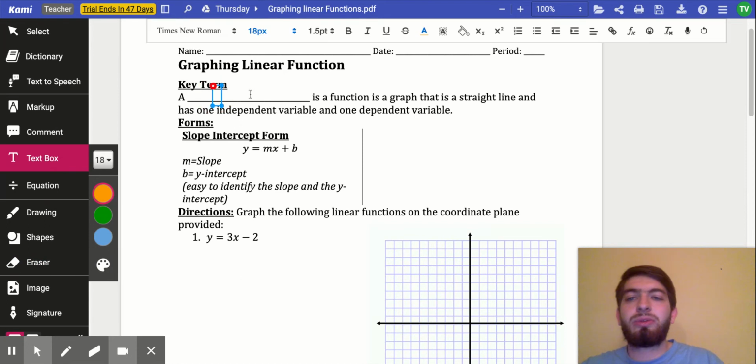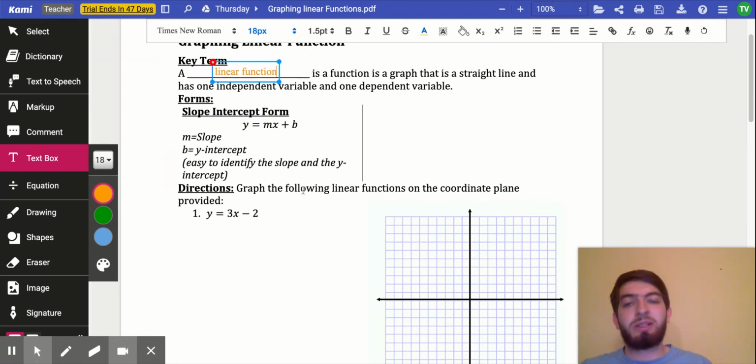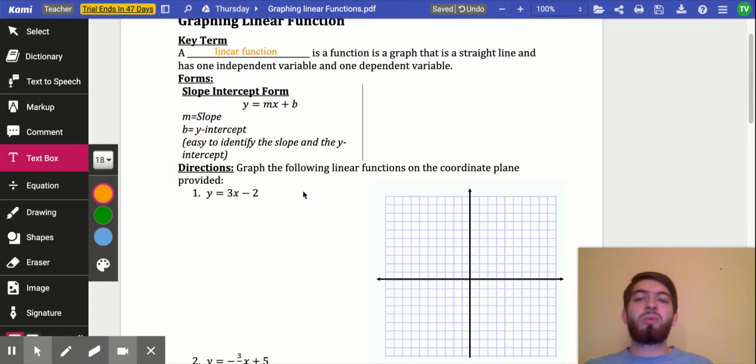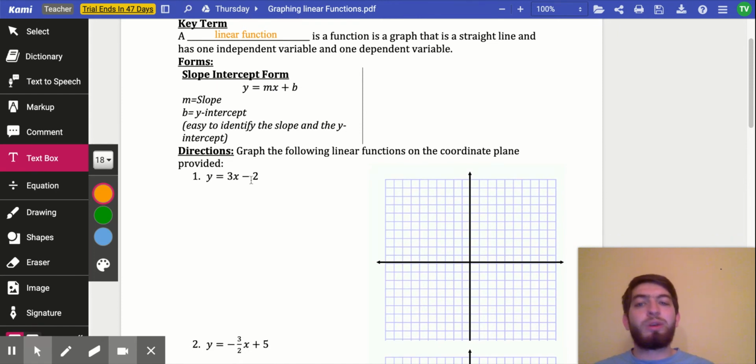So let's just review. A linear function is a function whose graph is a straight line, has one independent variable and one dependent variable. So the form we use most and the form we're going to focus on today is slope-intercept form, y equals mx plus b. In this form, the dependent variable is isolated and shown as a function of the independent variable multiplied by some number with some other number added or subtracted. And this can model a lot of real life scenarios, several of which you'll see in next week's project.